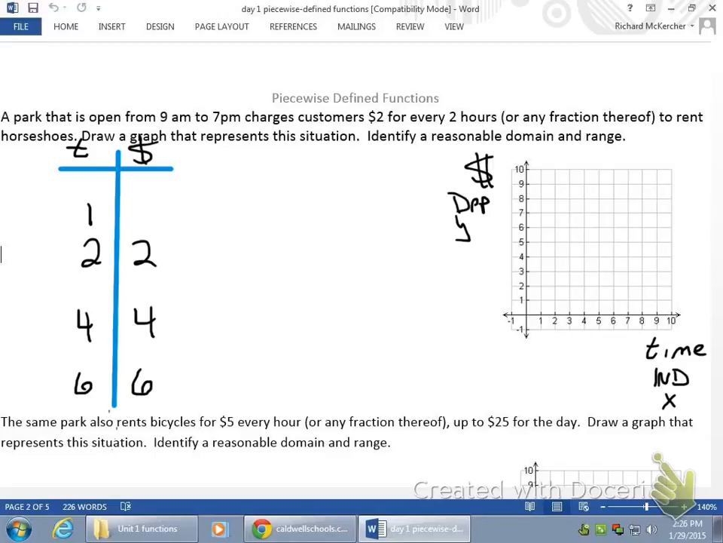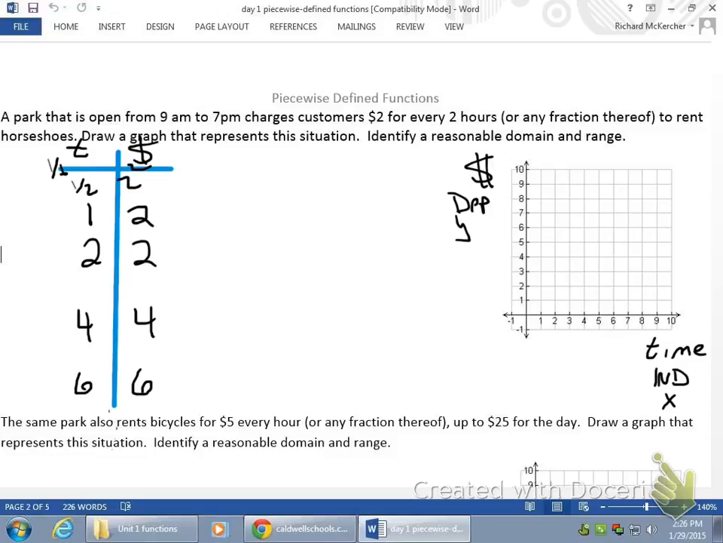And that's a little bit harder to think of. Remember, you're being charged $2 for every 2 hours or any fraction thereof. So even though you only had this for 1 hour, they're still going to charge you $2. Even if you only rent it for half an hour, they're still going to charge you $2. Even if you only rent it for 10 minutes, which is a sixth of the hour, they're still going to charge you $2. So you can see things look a little different.